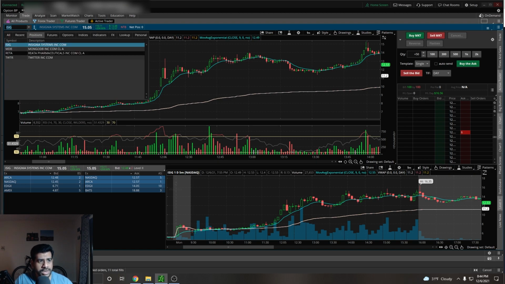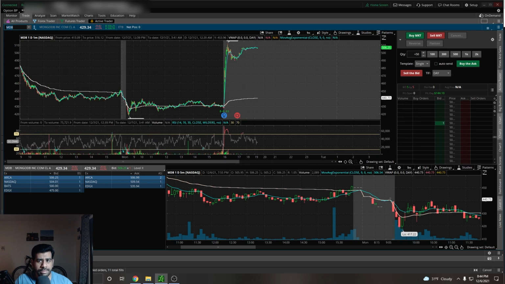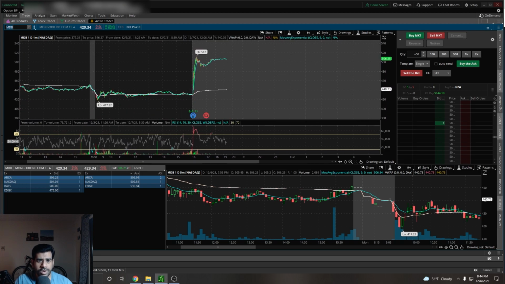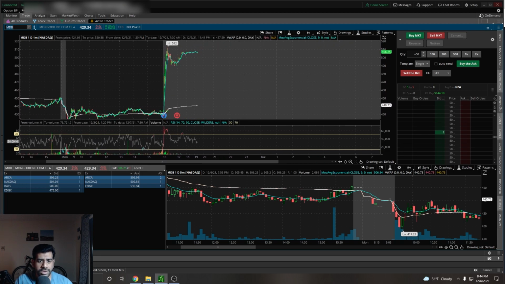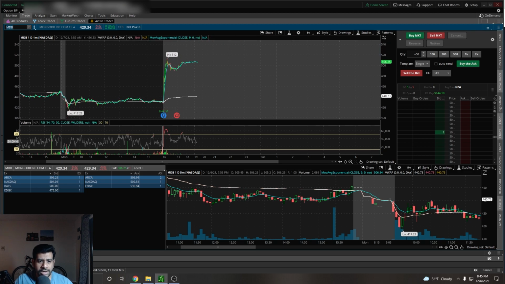So the last trade that I took was on MongoDB. MongoDB had their earnings today, and this was an earnings play. Earnings plays usually are binary events where things can go either way. Either it can pump up or it can flush down. So the thing that you have to keep in mind while playing earnings is to pay close attention to level 2.